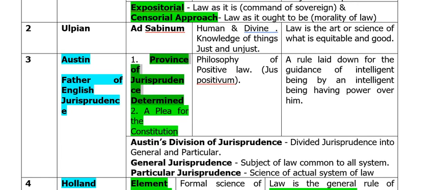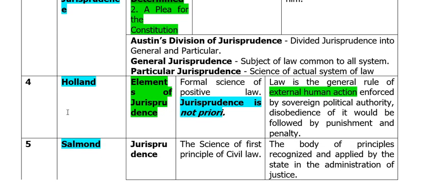The second book is A Plea for the Constitution. Then Holland is there. His statement that jurisprudence is a priori, it can be asked in the examination. And he has defined law in terms of external human action. So you just remember these words so that you can identify.